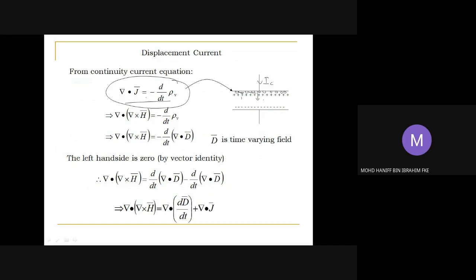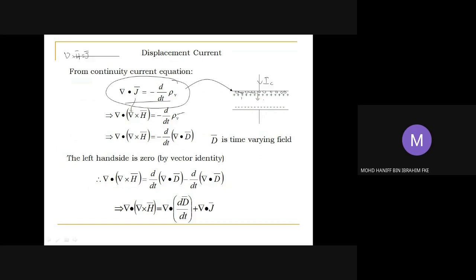And from these equations, we have learned from Ampere's second law, the Maxwell equation, which states that the curl of H will be equal to J, which means that the H field is produced from the current. So based on that, J will be substituted as the curl of H. So the divergence of the curl of H will be equal to negative d over dt of rho V.